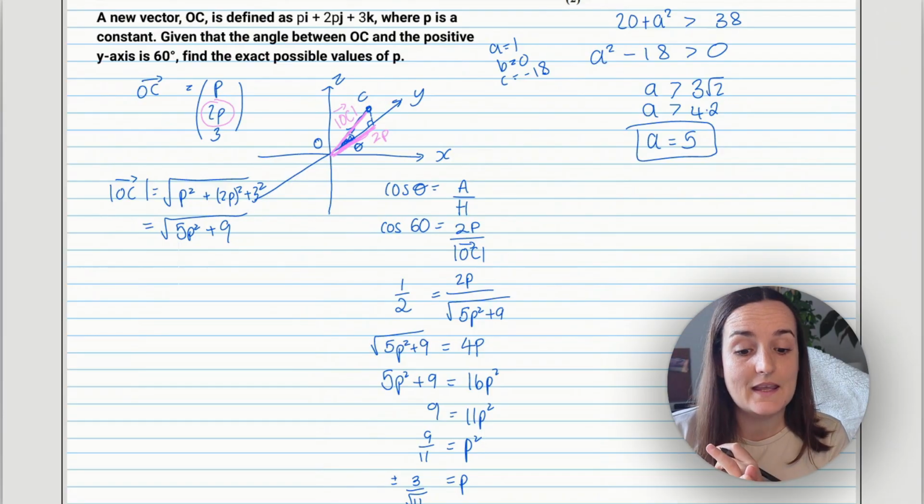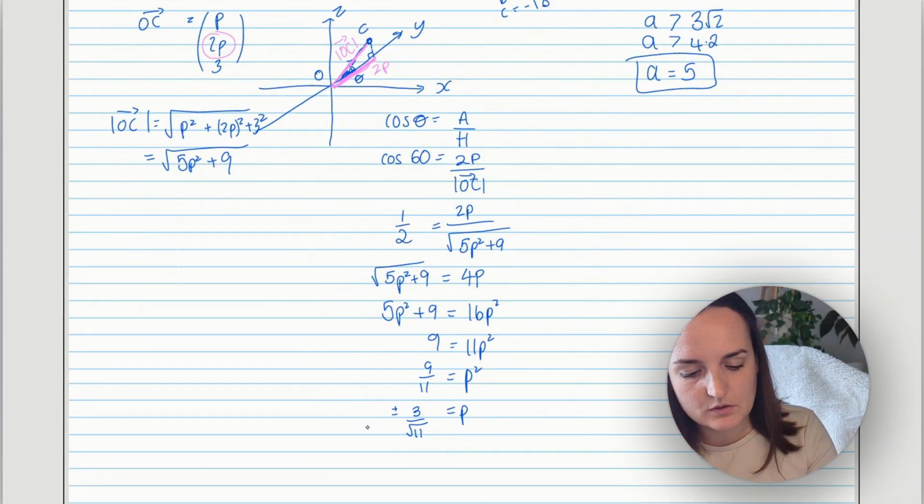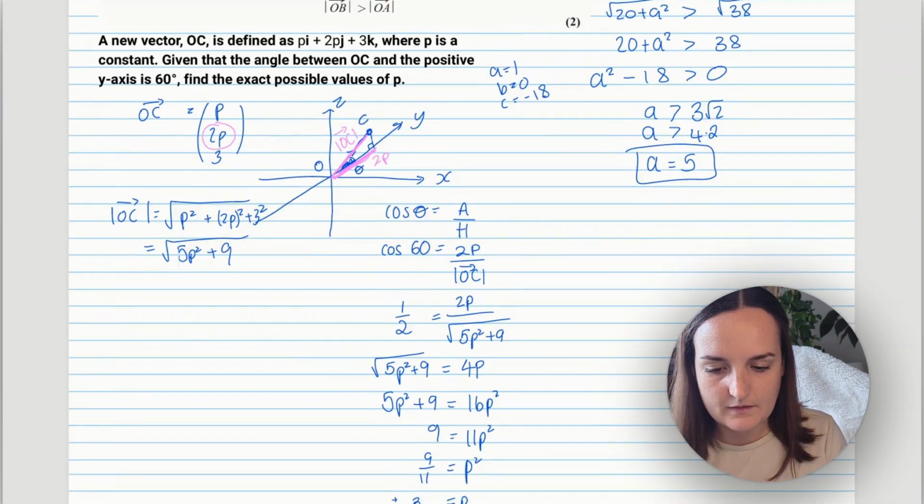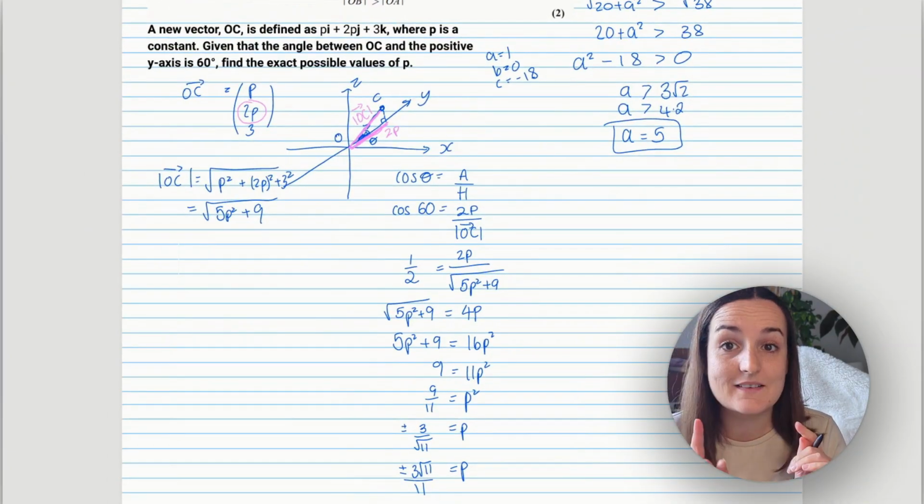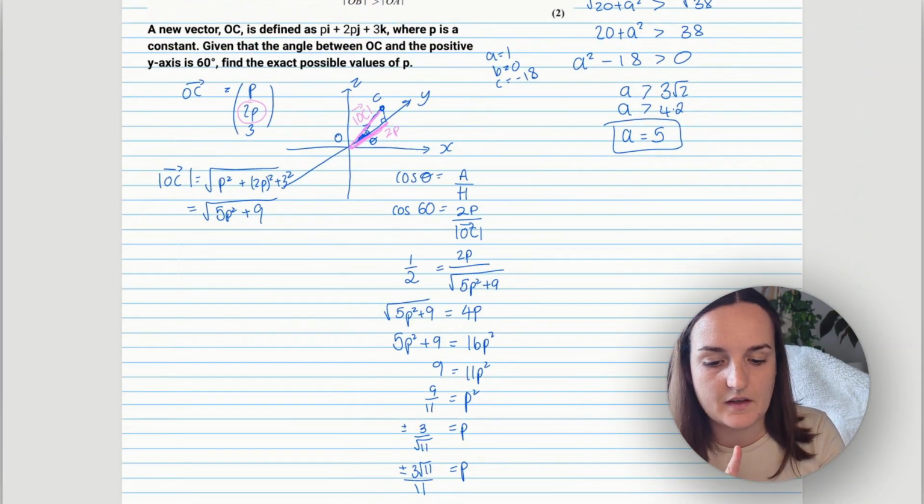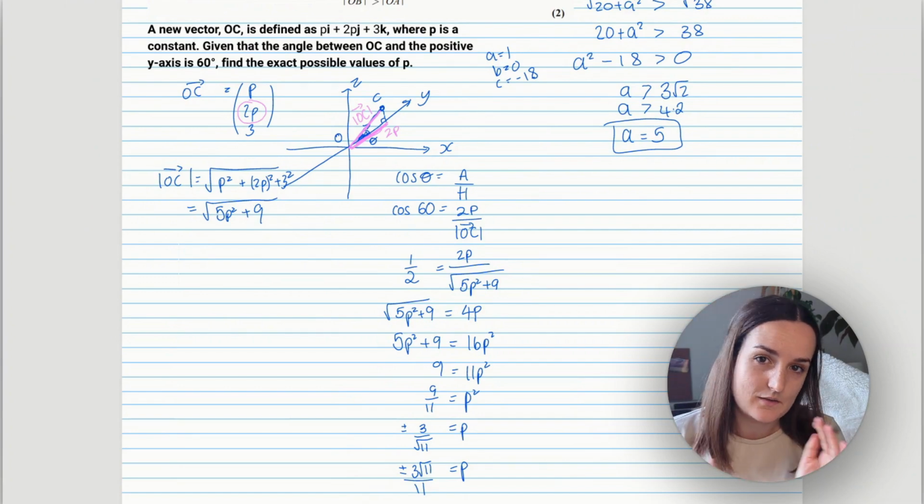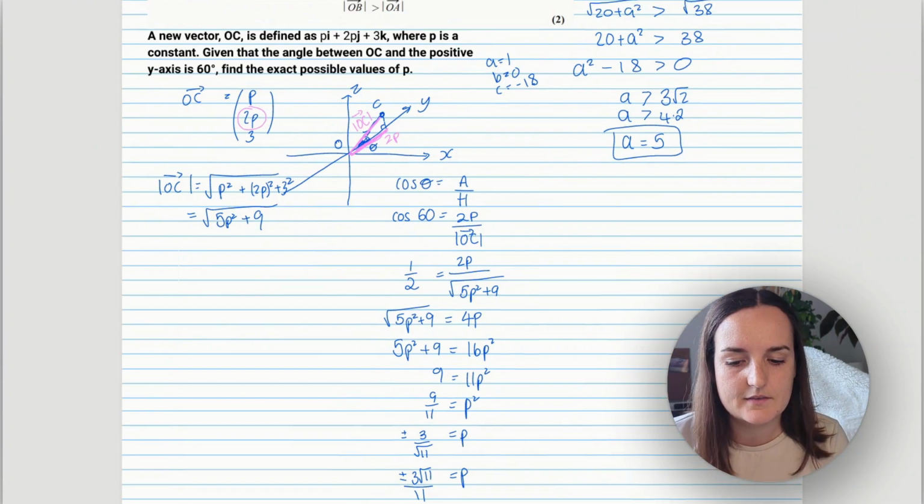It just said that p had to be a constant. So we have to say that. You could rationalize it just to make it a bit nicer. So that's plus or minus 3 root 11 over 11. Okay, so we have found the two exact values. Now we've left it in surd form because it asked for exact, and that would get you all the marks. I think in an exam that would be something like 3 marks, but a harder 3 marks.